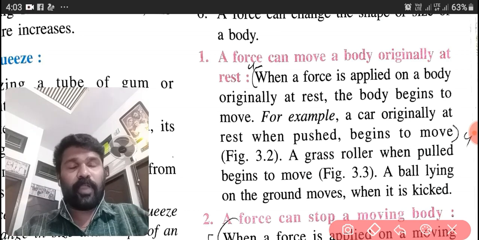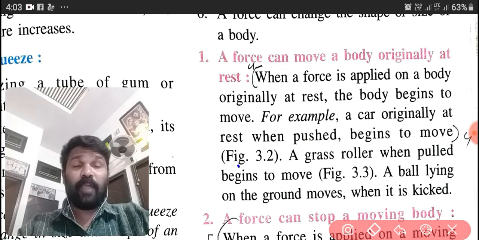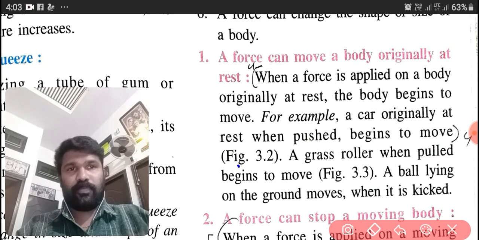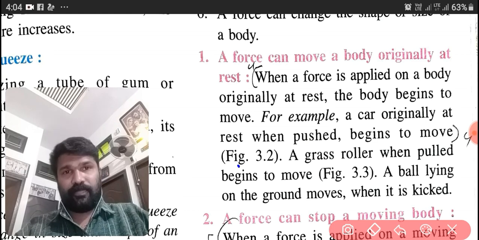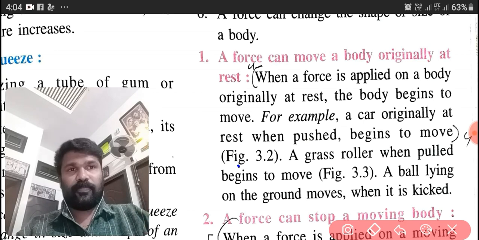Suppose a car is in a stationary, resting position. If you push that particular car, what will happen to it? It starts to move. A grass roller when pulled begins to move. A ball lying on the ground moves when it is kicked. When a ball is kicked, what will happen? The ball starts to move. And a grass roller when pulled begins to move.